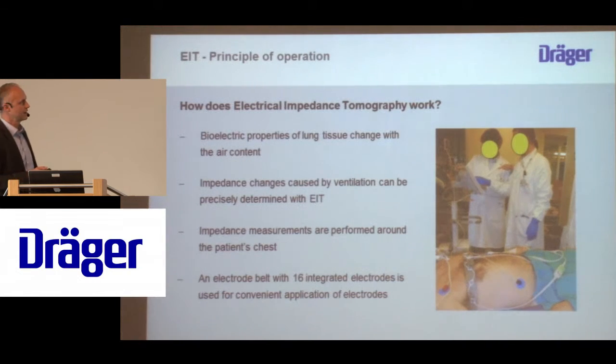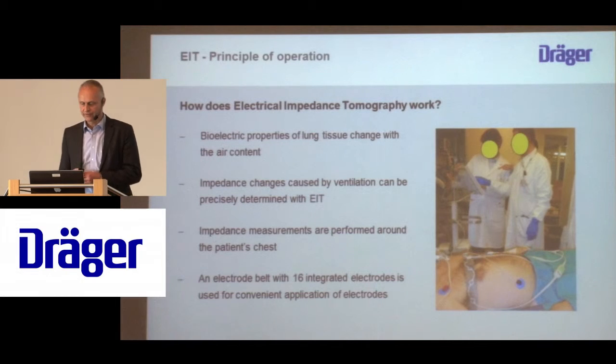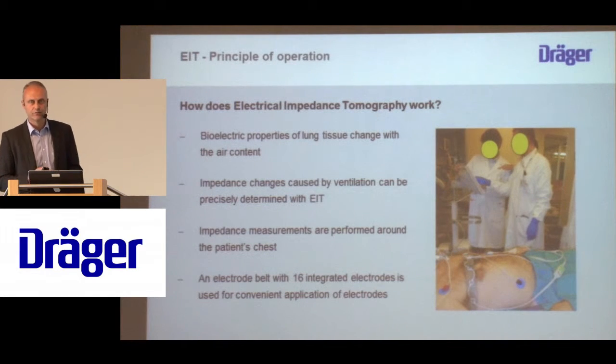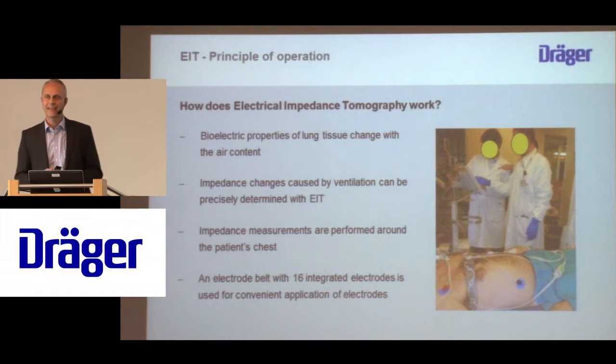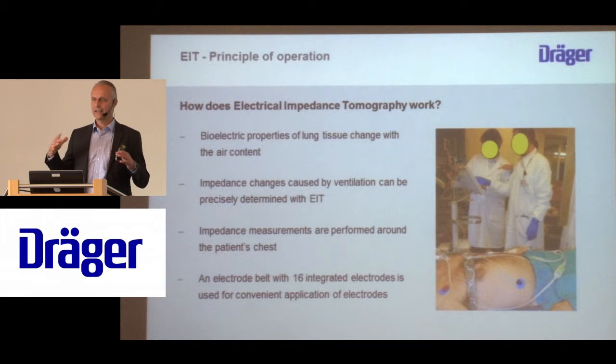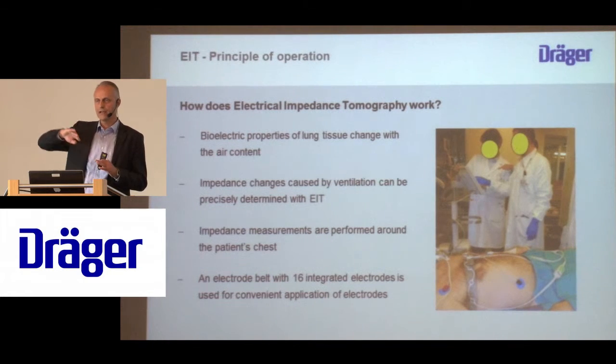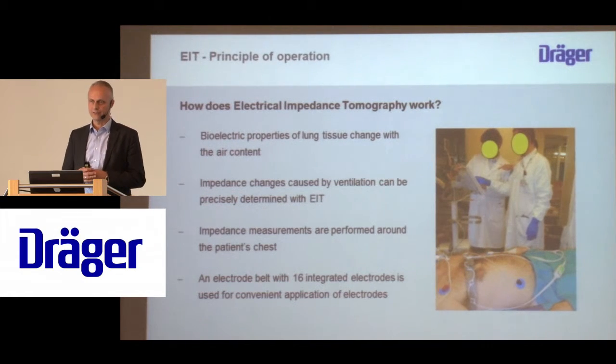So how does this electrical impedance tomography work? So first of all, as already mentioned before, the bioelectric properties of the lung tissue change with the air content. The higher the air content, the higher is the thoracic impedance. And that is not directly caused by the fact that air is such a bad conductor, because the electrical current would never go directly through the air.